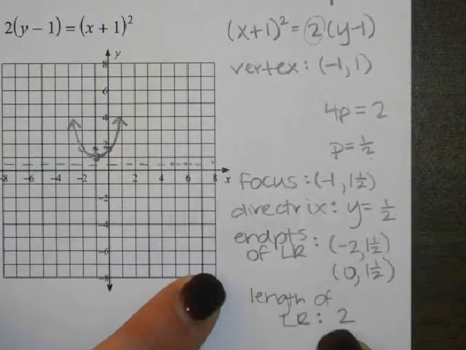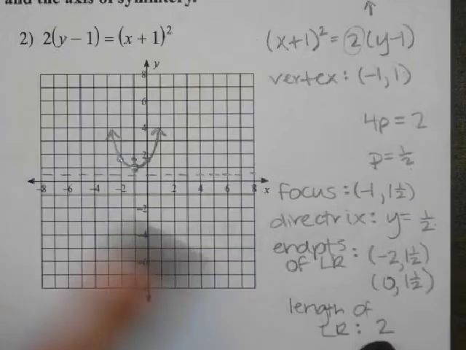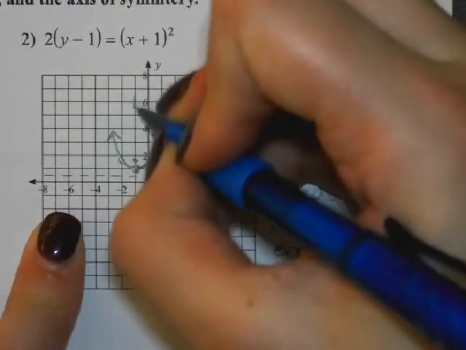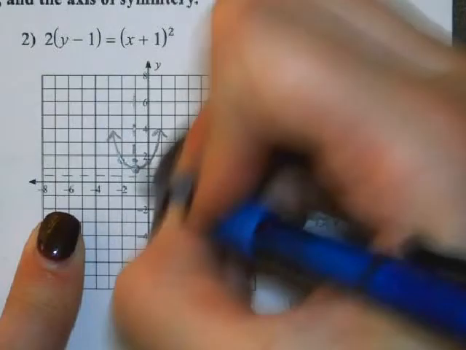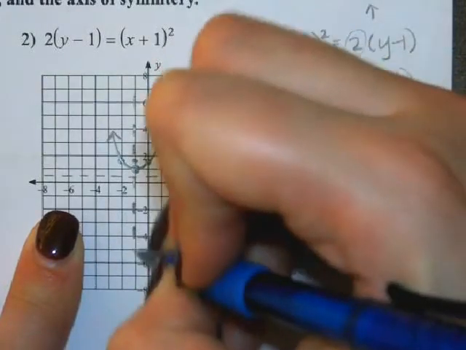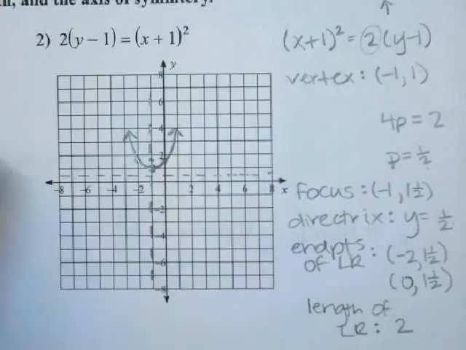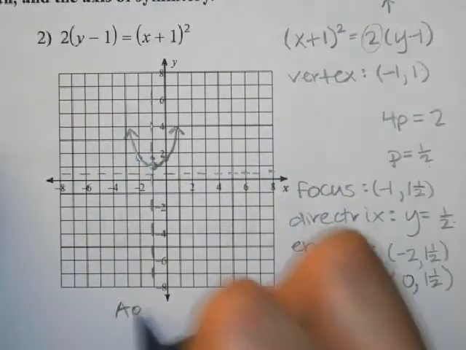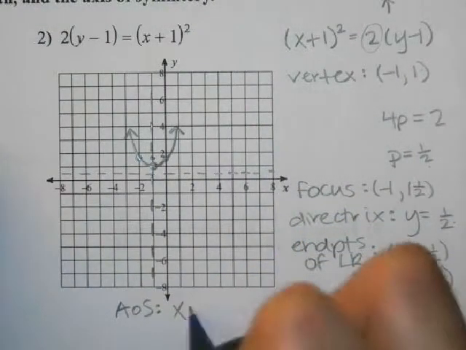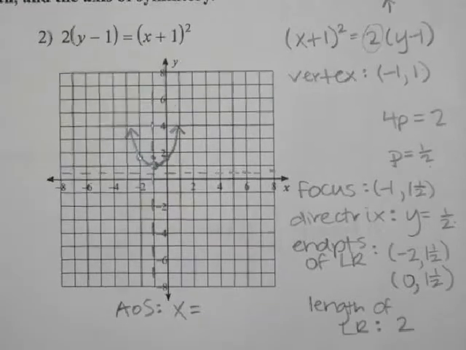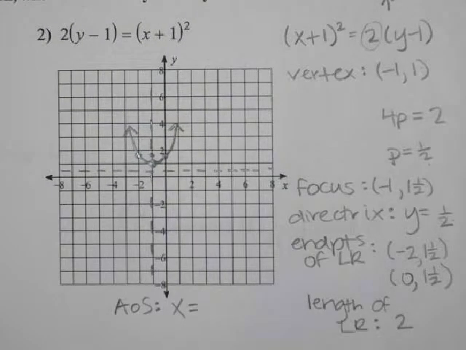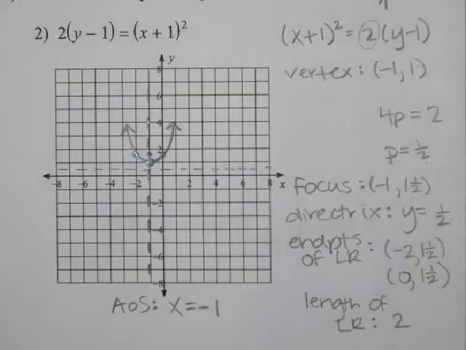Okay, and then one last thing we have to find is the axis of symmetry. And the axis of symmetry is a vertical line. It cuts right through the vertex. So the axis of symmetry is a vertical line, so that's an x equals equation. X equals -1. Good. So those are all the things we're going to be finding.